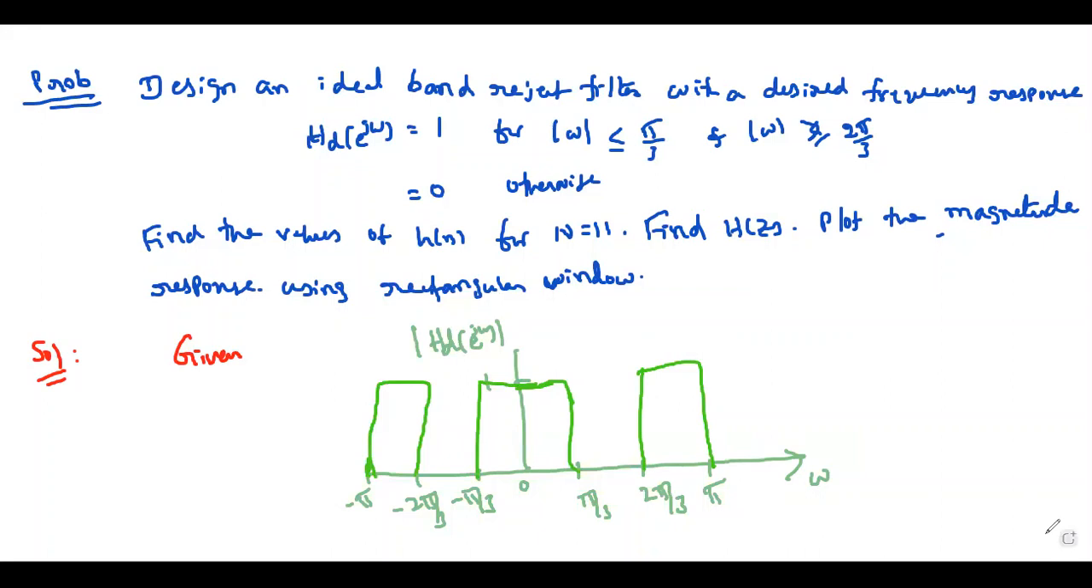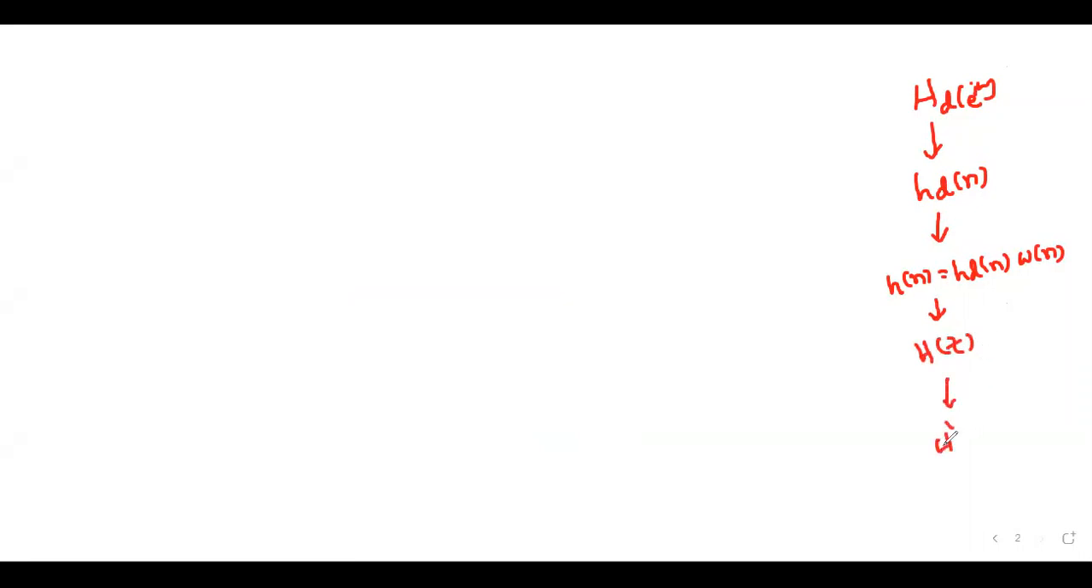Now we will see first what is the procedure. We have HD of e power j omega. From this we need to find out HD of n. From this we need to calculate h of n, that is HD of n into the window, and after finding h of n we need to find out h of z, the physically realizable or causal filter. From this h of n we need to calculate H cap of e power j omega, so from that the magnitude response. So this is the procedure. We will see one by one now.